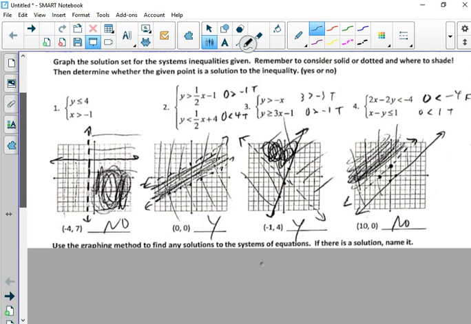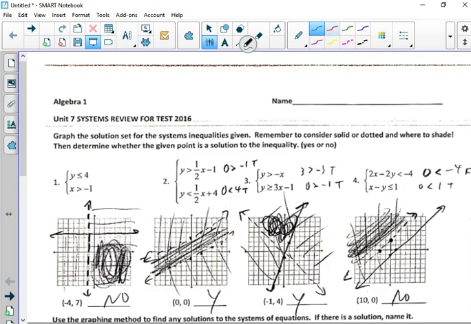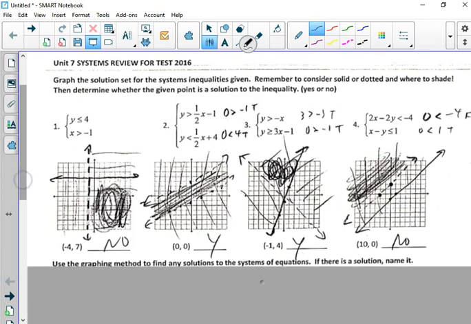Okay, so y is less than or equal to 4. Y equals is a horizontal line. X equals is a vertical line. So y is less than or equal to 4 is a horizontal line up here at 4. X equals -1 is right here, and it's a dotted line because of that.